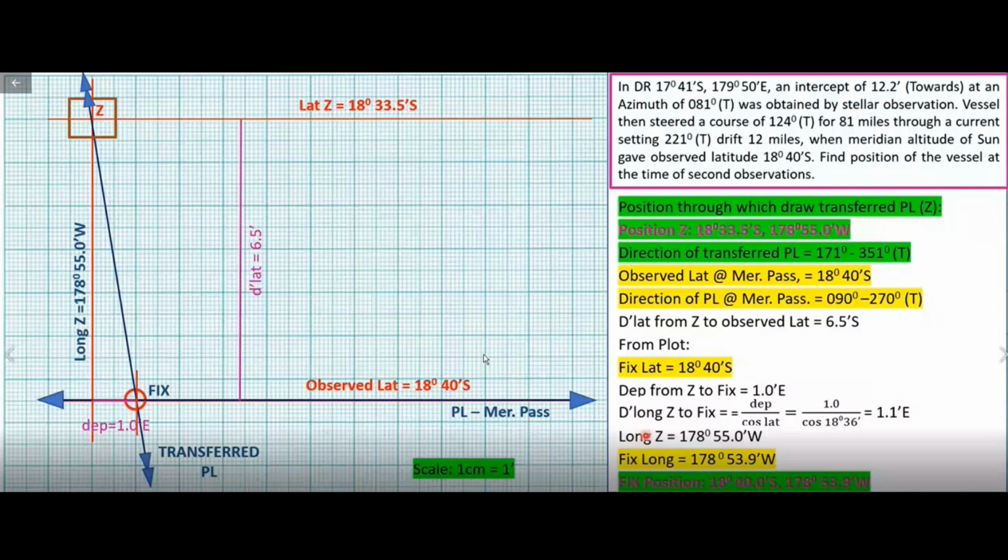ओके बेटा, सर पीछे फिगर में 1.0 लिखा है ना, डिपार्चर 1.1 नहीं आएगा ना उधर? अच्छा, डिपार्चर 1.0 ही है। ठीक है सर, डिपार्चर राइट 1.0 सर ही है। ठीक है, ओके। D long is 1.1.